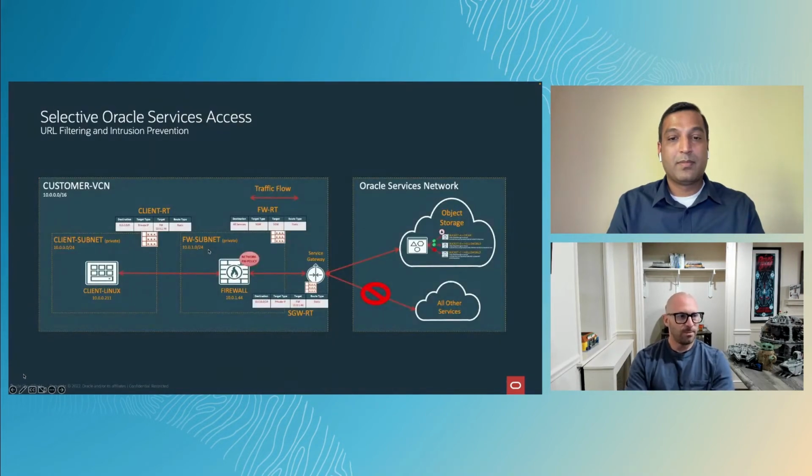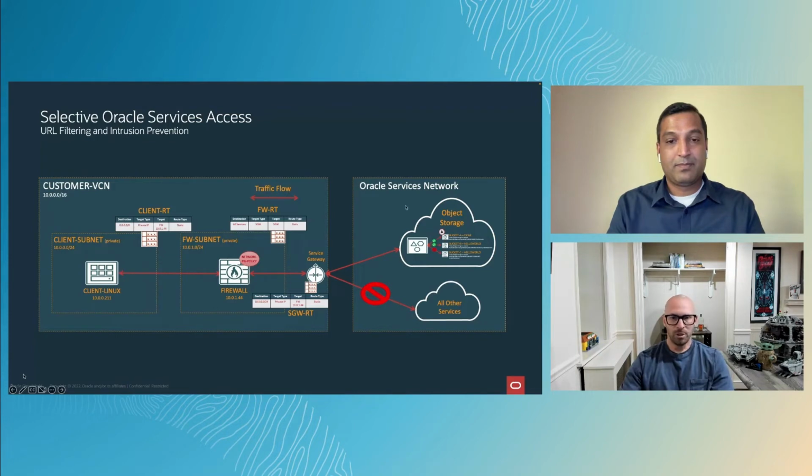Before we dive into the demo, I'd like to cover the customer scenario. In this scenario, the customer uses the firewall as an SSL forward proxy and has the following requirements. All traffic must remain private. There are no public subnets or exposure to the internet via Internet Gateway or NAT Gateway.